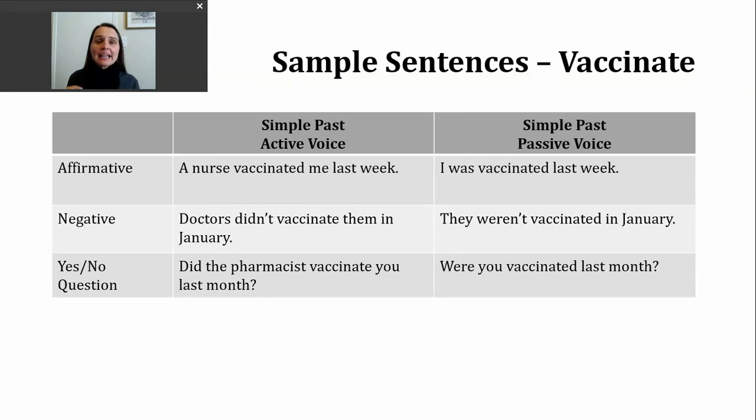So here, again, looking at the structure, in the active voice, we started with did, then we had our subject, then the base verb. But in the passive voice, we started with a past form of be that matched our subject, so were you, and then we used the participle form of the verb.